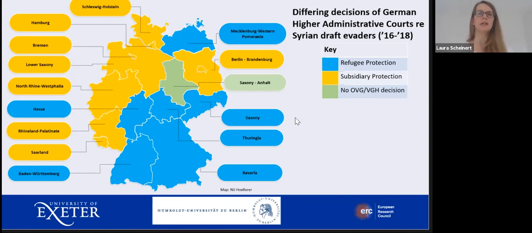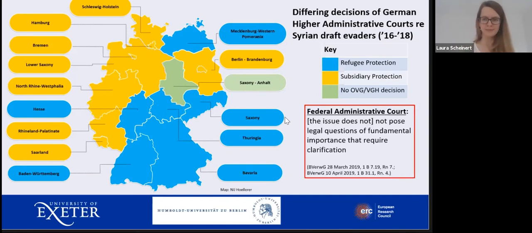Now, the Federal Court of Appeal in Germany, the highest administrative court in Germany, has not ruled on that question because they consider the question not important enough to require clarification from their point of view.